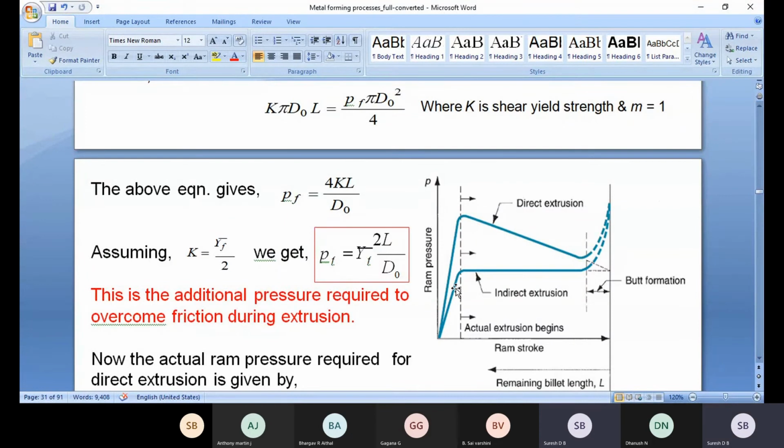Why maximum force in direct extrusion process? Why minimum force in indirect extrusion process? No idea? No idea, sir.